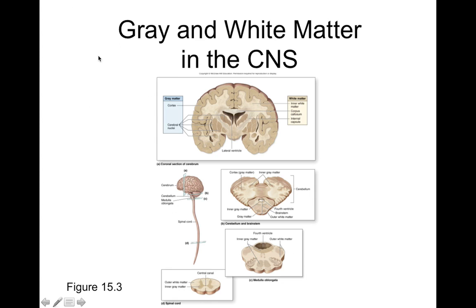So what does this look like? Well, out here, it looks darker, so what are we going to call this? Gray matter, right? And what's gray matter made of? Mostly neuron cell bodies. So when you think of the cell body of a neuron, you're going to find that in the gray matter, as well as unmyelinated axons.